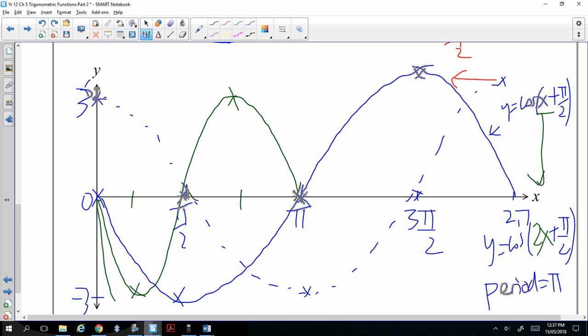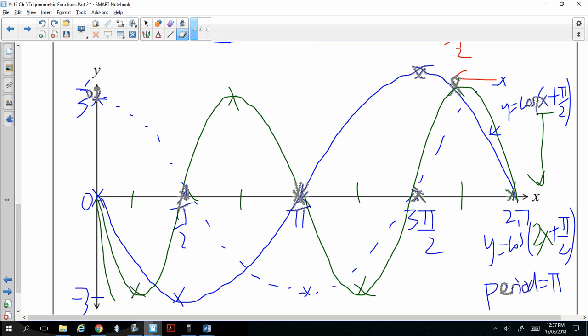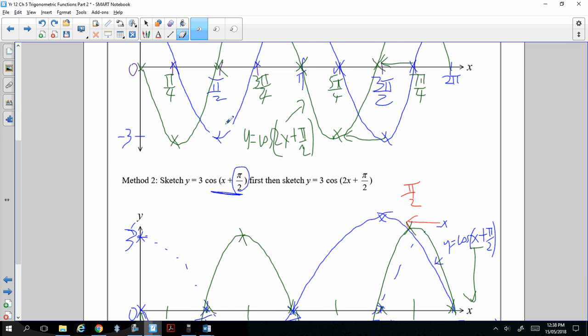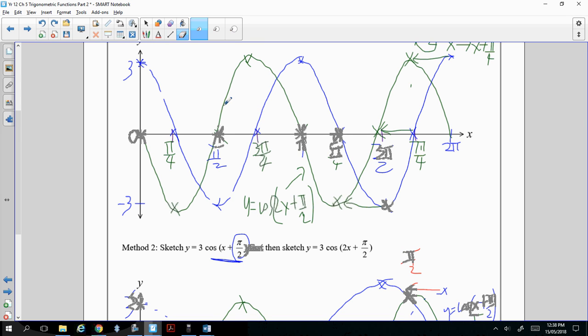So if we compare, you get the same one, isn't it? Like that. Okay, so you get the same graph. Again. Okay, so which way is easier? I recommend method 1. I think method 1 is better.